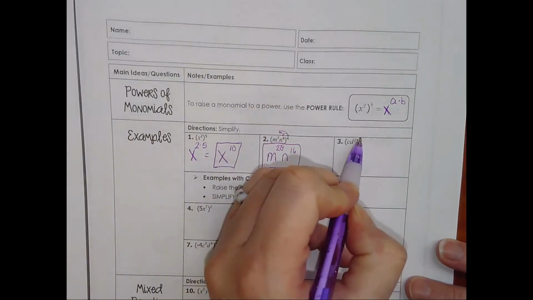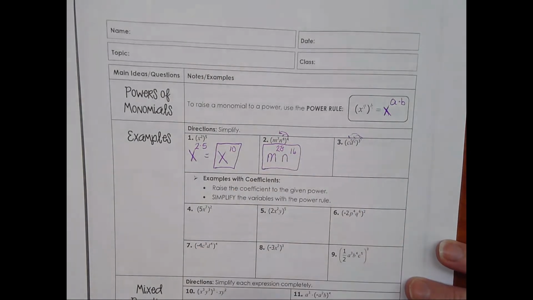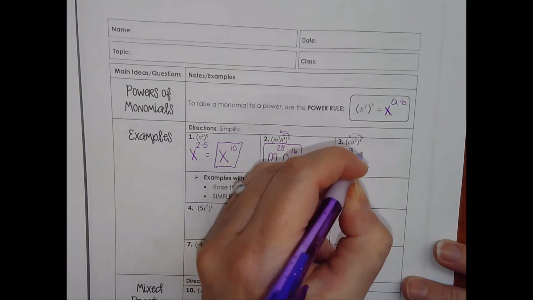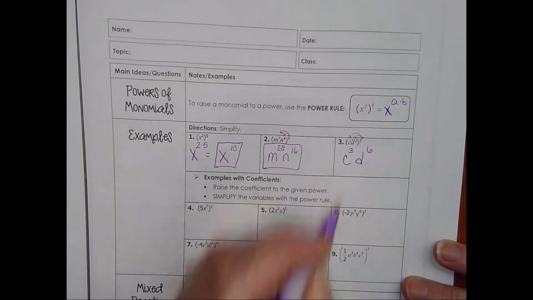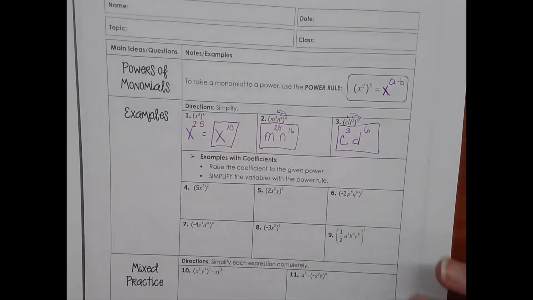And then again here, distribute the exponent using multiplication. This c is the same thing as c to the 1st. 1 times 3 is 3. 2 times 3 is 6. So when you distribute, multiply or raise it to that power.